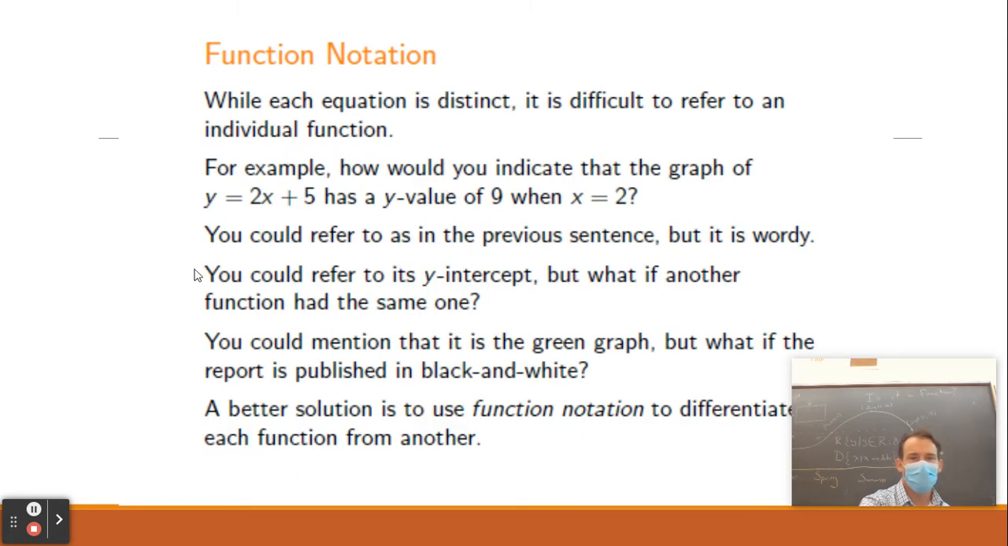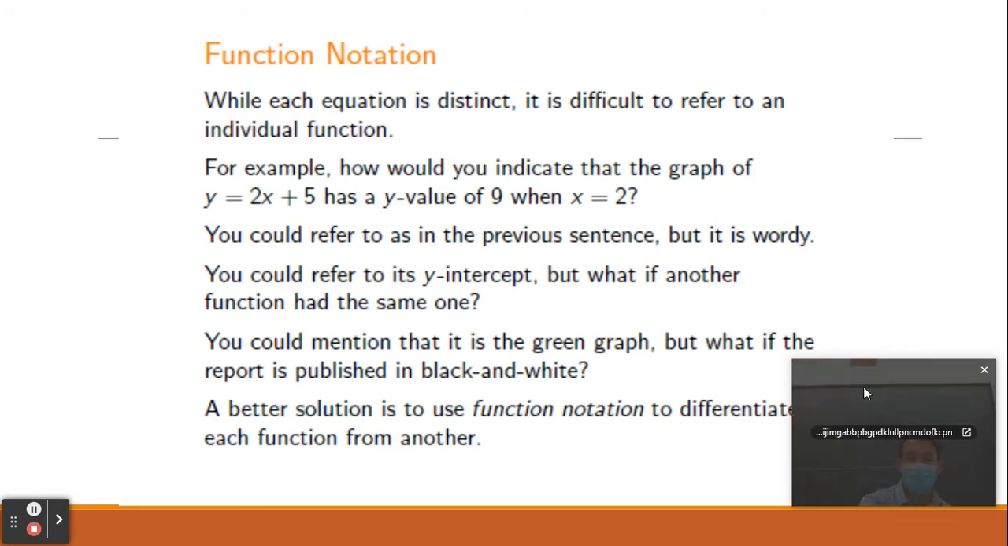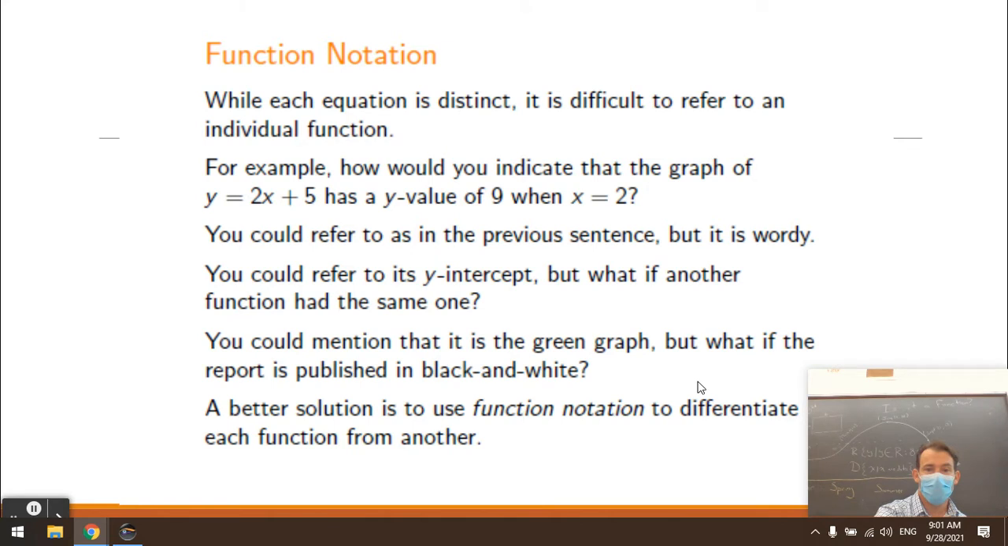This is wordy. I could talk about its y-intercept to distinguish it from other lines, but maybe it has the same y-intercept as another line. I could color code, but color coding is annoying and it's difficult because I might be publishing in black and white. So that wouldn't be very useful.